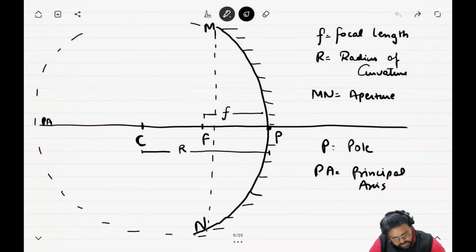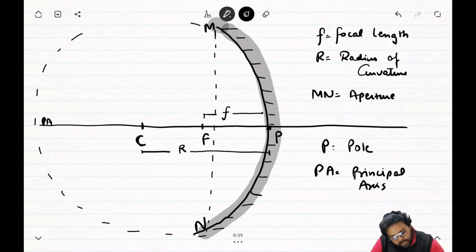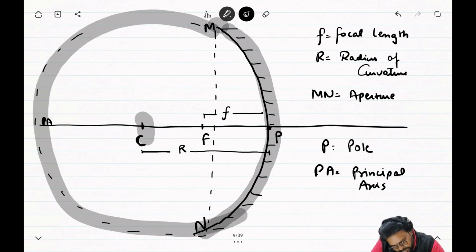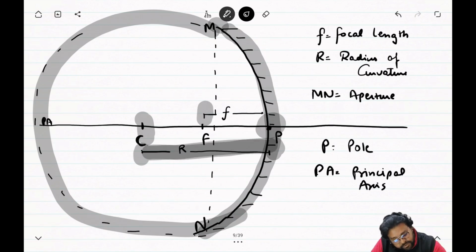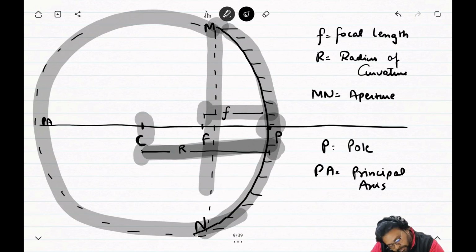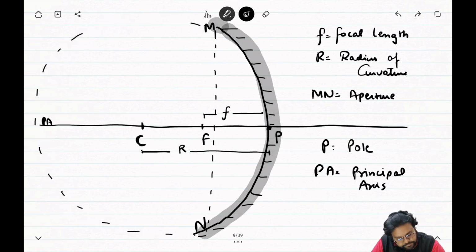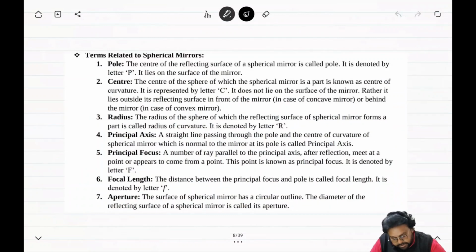Let's see all these terms in this diagram. This is curved inwards, that means a concave mirror. So this is a part of a particular sphere. The center of that sphere is the center of curvature. The distance from the center of curvature to the pole, the centermost point of the mirror, is the radius of curvature. Focus and pole distance is the focal length, and this openness and closeness is the aperture. So these are the terms related to spherical mirrors.